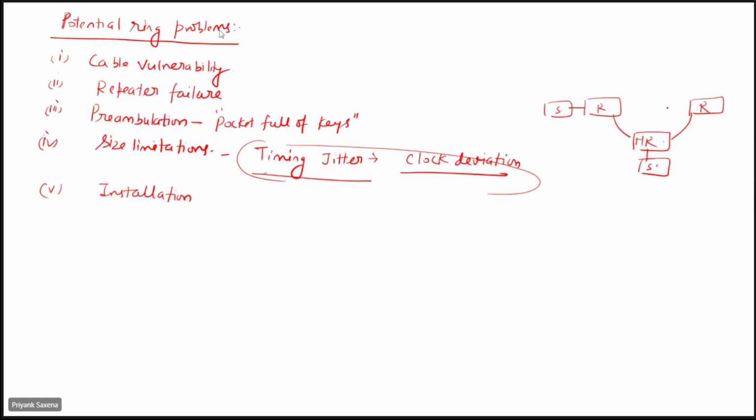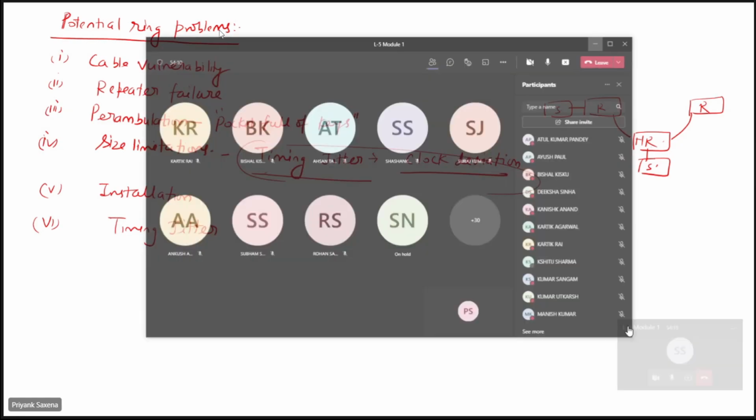Because otherwise the geometry of the ring will be irregular, so that will result in a perambulation problem, right? Now the last thing, an important thing, is called timing jitter. We will be discussing this in the next class, right?